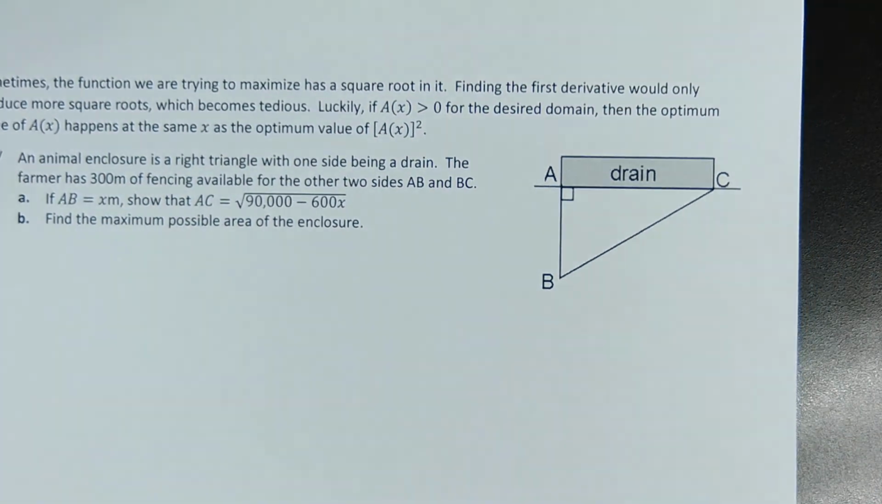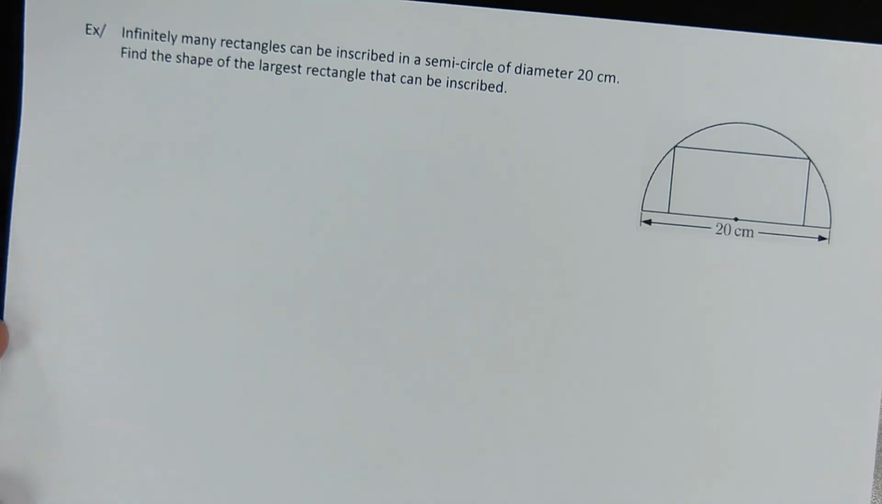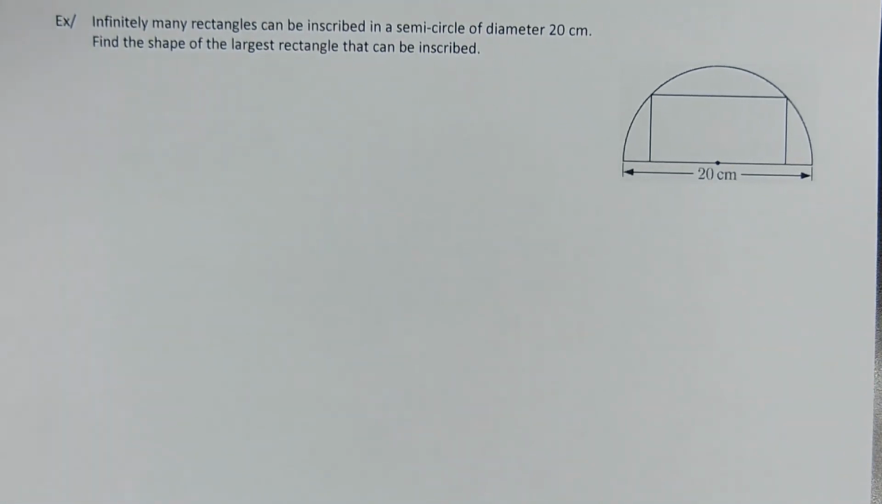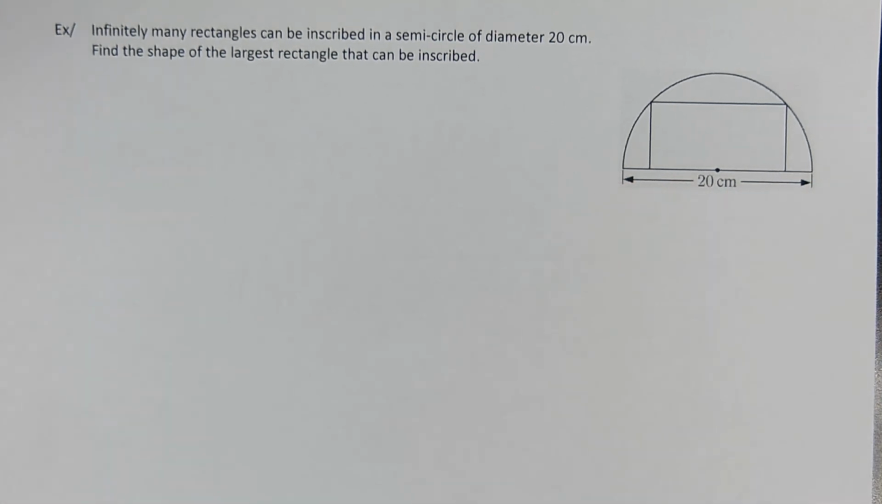Next. Is your next one this triangle drain one, or no, it's this one. Okay. Here we have a semicircle, and its diameter is 20. That tells us its radius is 10. I could do basic geometry. I promise I'm smart.